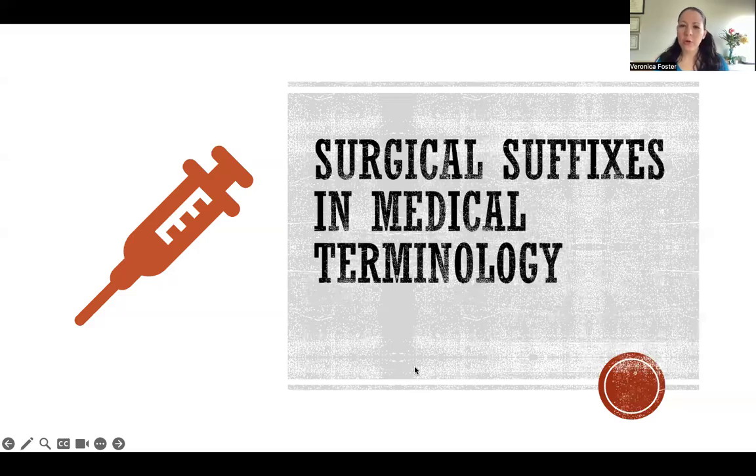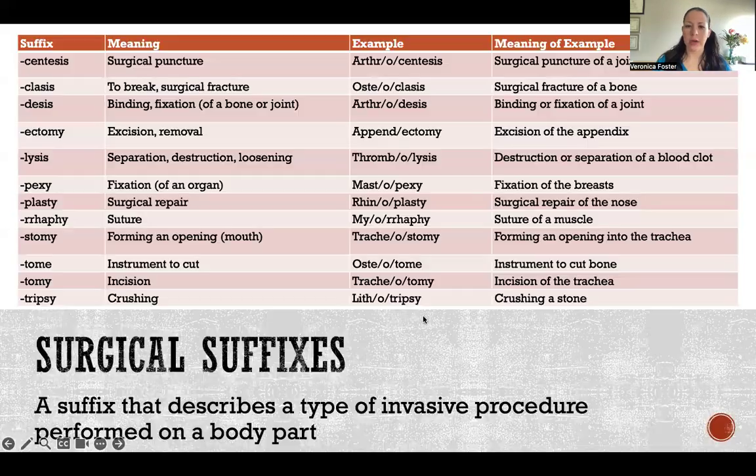Hello, in this video, I'm going to share some of the most common surgical suffixes in medical terminology. These are probably the most common 12 that you will encounter, so that is what I'm going to go over. A surgical suffix is a suffix that describes a type of invasive procedure performed on a body part. So I'll go through the different suffixes and what each one means and share an example.